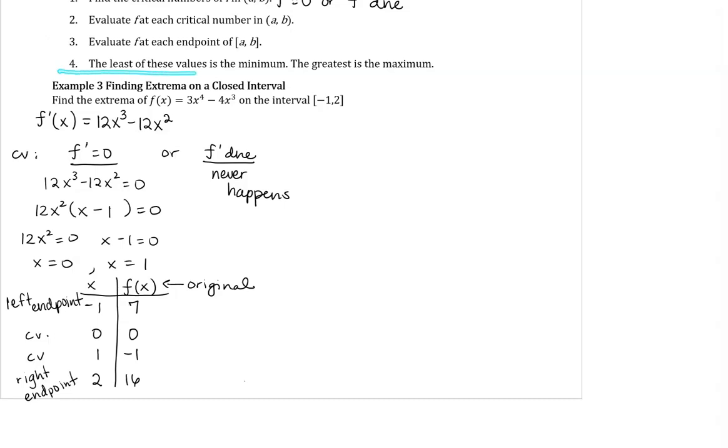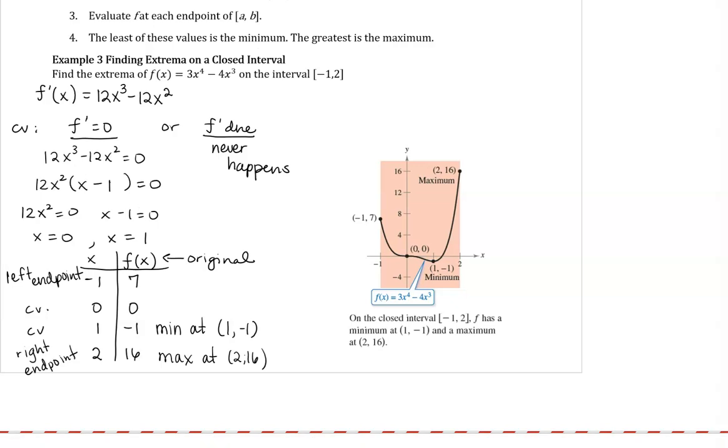Now, step 4 tells us that the least of these is the minimum, and the greatest of these is the maximum. And so we have a minimum at the point (1, -1), and a maximum at the point (2, 16). And here is a graph of this function on the interval from -1 to 2, where we can verify that we do in fact have a minimum at (1, -1), and we do in fact have a maximum at (2, 16).